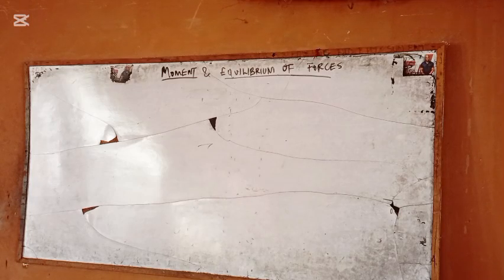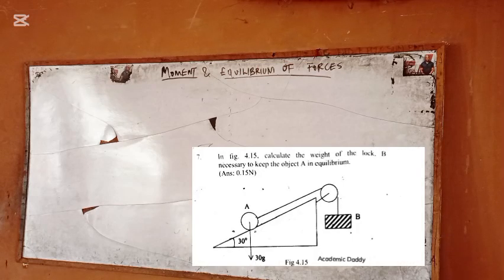Please look at question 7. It says calculate the weight of the log B necessary to keep the object A in equilibrium. So I want us to look at question 7 and question 8, then we'll start picking questions randomly from there. So question 7: calculate the weight of the log B necessary to keep the object A in equilibrium.